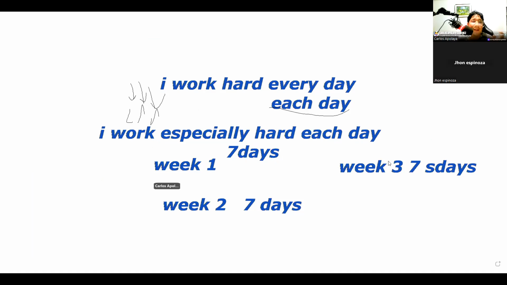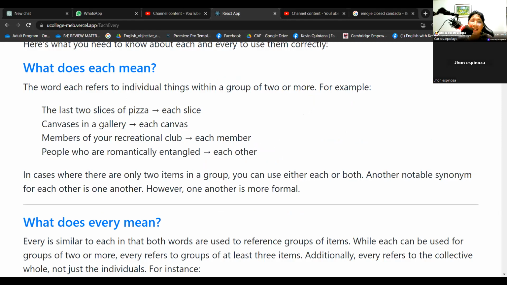For example, you say, the last 2 slices of pizza, each slice. Each slice. You don't say every slice. Okay? Canvases in a gallery, so each canvas, canvas 1, canvas 2. Members of your recreational club, each member. I mean, each member.